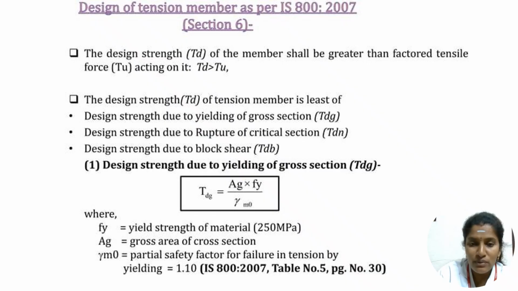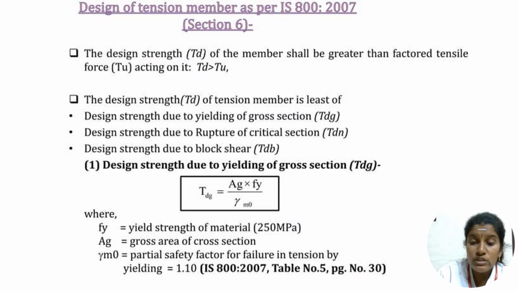So we have some criteria here. What are all the criteria? The design strength, that is Td of the member, shall be greater than the factored tensile force. The strength should be greater than the force. That is Td is greater than or equal to Tu. So in this, Td may be the least of these three values. What are these three values? Design strength due to yielding, design strength due to rupture, and design strength due to block shear.